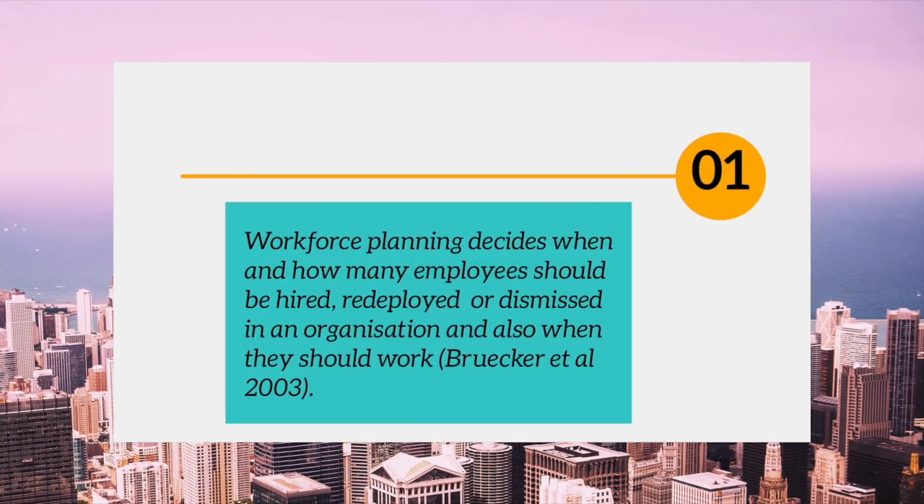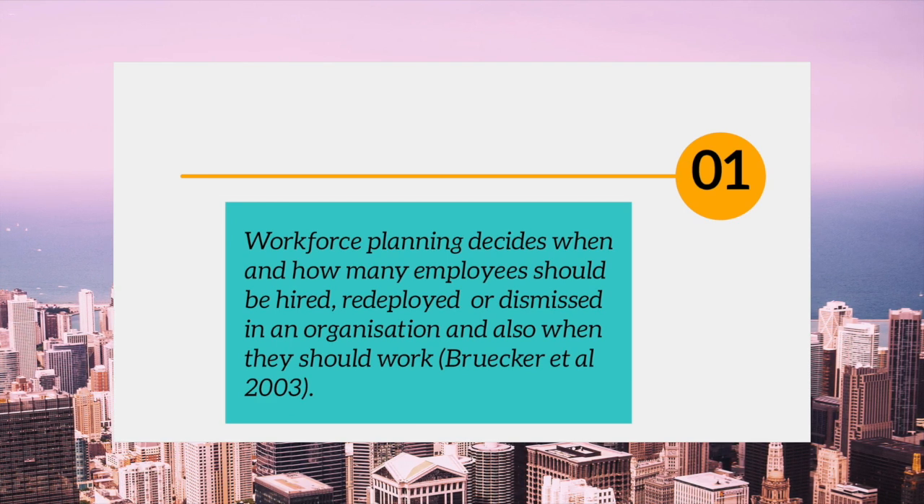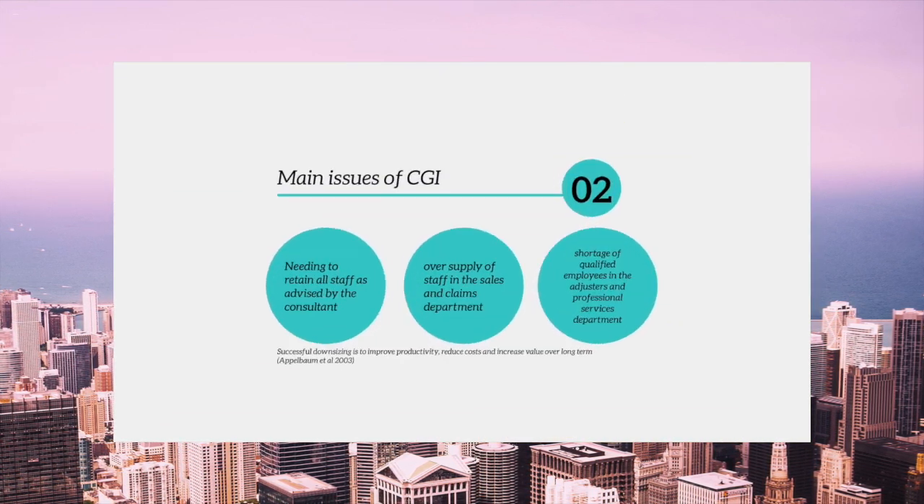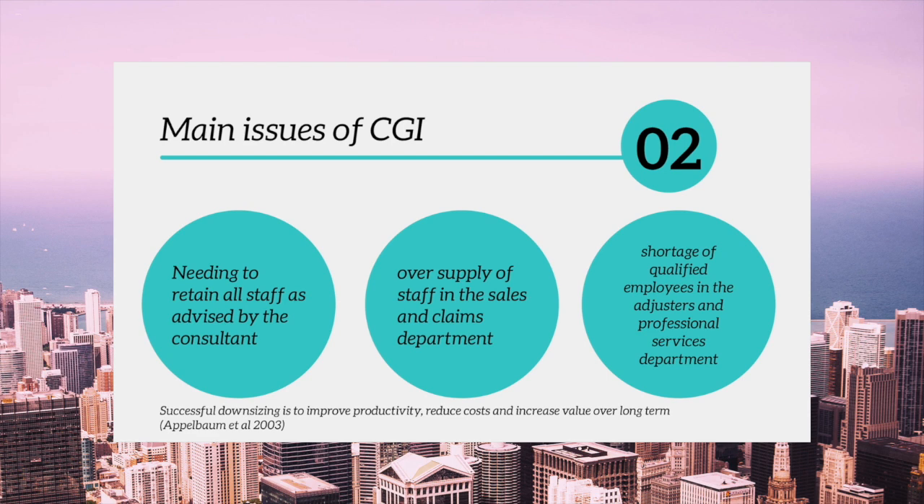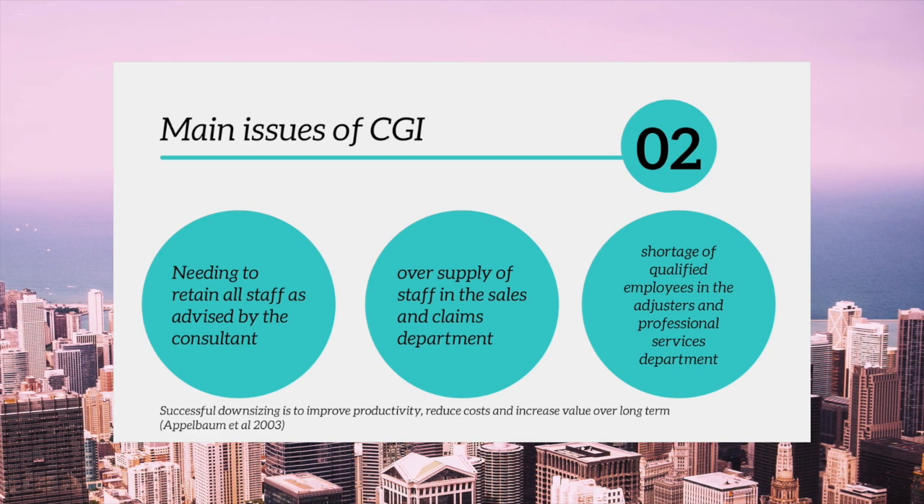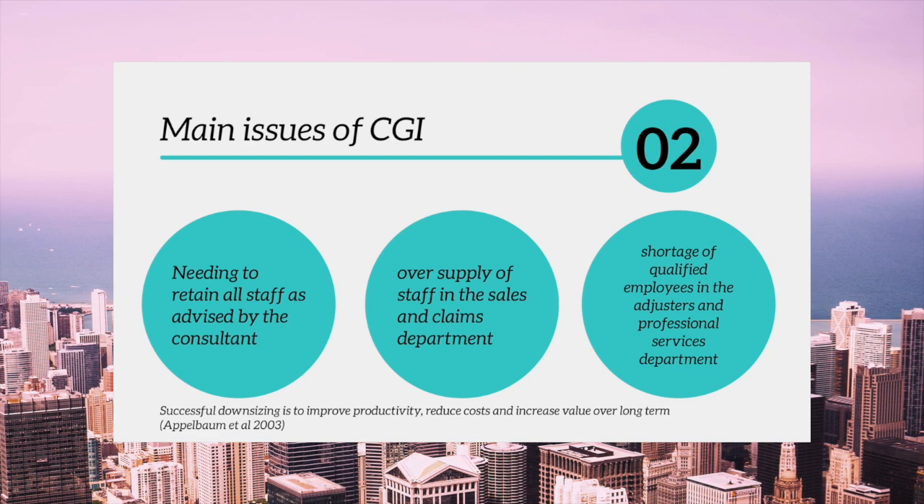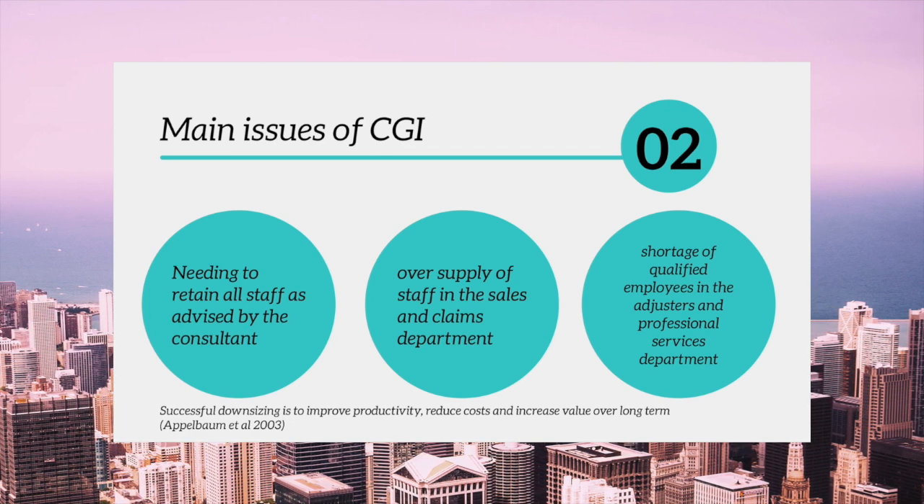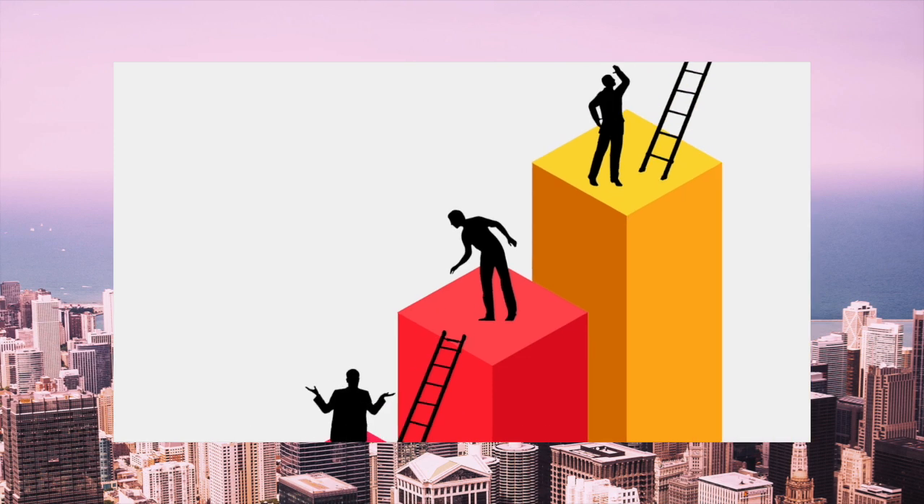Workforce planning decides when and how many employees should be hired, redeployed, or dismissed in an organization, and when they should work. CGI are required to retain all staff advised by the consultant, currently facing issues of an oversupply of staff in the sales and claims departments and a shortage of qualified employees in the adjusters and professional services departments.